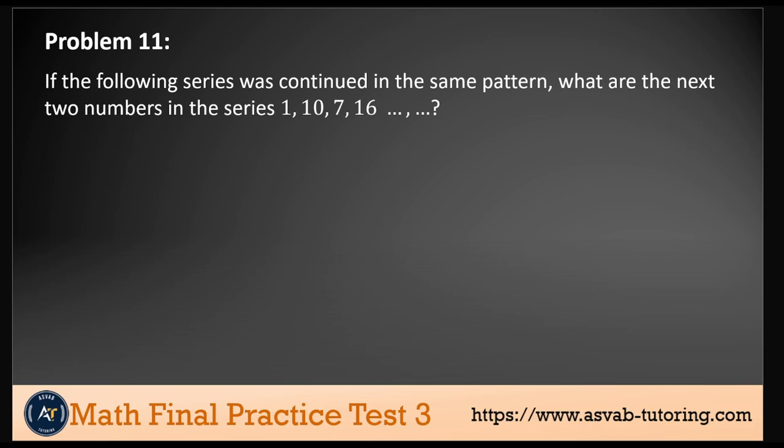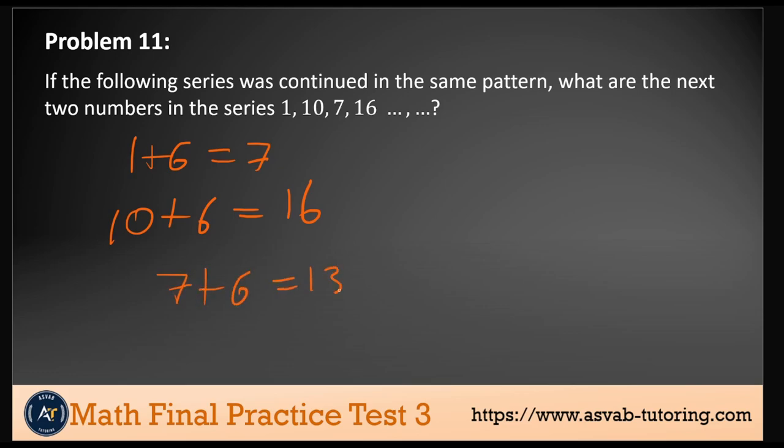Okay. Problem 11. If the following series was continued in the same pattern, what are the next two numbers in the series? So we've got 1, 10, 7, and 16. The rule here is 1 plus 6 equals 7. So we have 10 plus 6 equals 16. So the next two terms are obviously 7 plus 6 equals 13 and 16 plus 6 equals 22. Well, there you are.